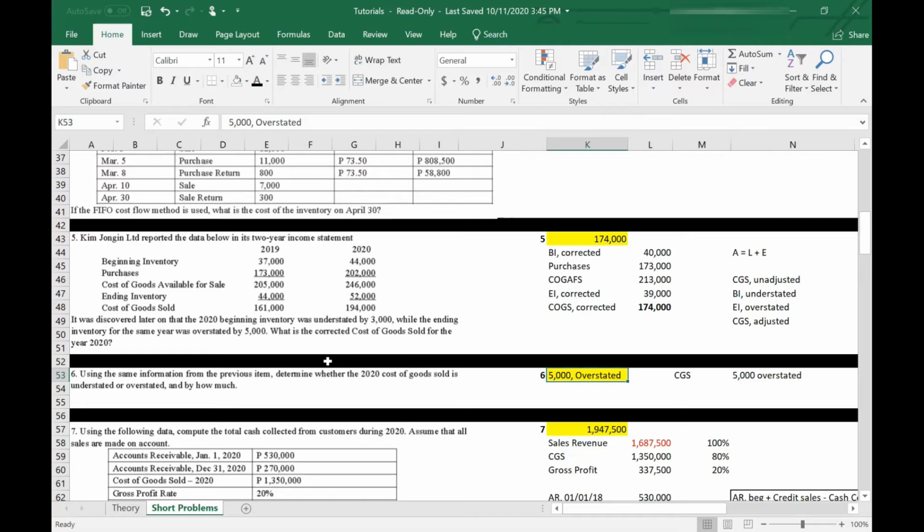cost of goods sold is understated or overstated. Again, the CGS, based on our analysis, is overstated by 5,000. And this overstatement emanates from the overstatement of your beginning inventory. The problem didn't mention that the ending inventory in 2020 was wrong. So we assume that it was correct. So what was wrong in 2020 was the beginning inventory, which was overstated by 5,000, and consequently the CGS was overstated also by 5,000 pesos.